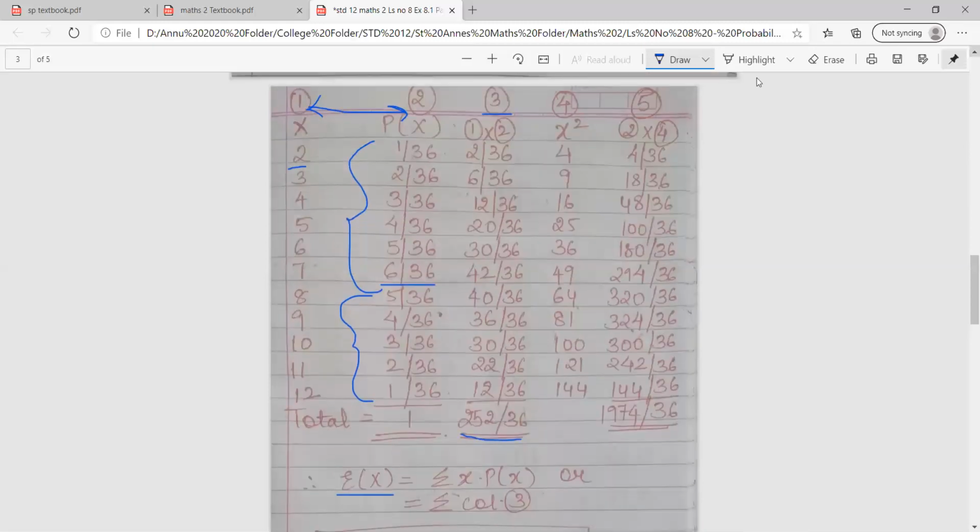After that, for variance of X, we need X square. So column number 4 is X square. After doing X square, column number 5 is nothing but multiplying the columns, 2 multiplied by 4. So you get all these values, as you can see over here. After getting all these values, you will add them and you get 1974 upon 36.